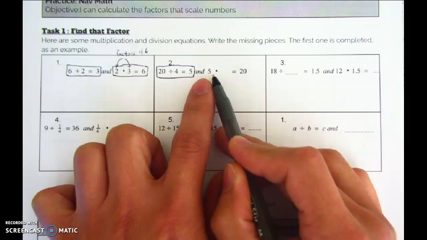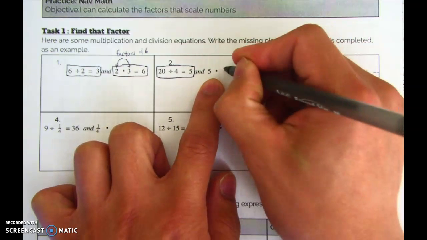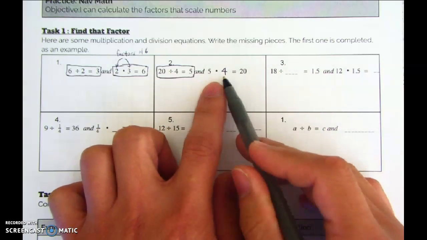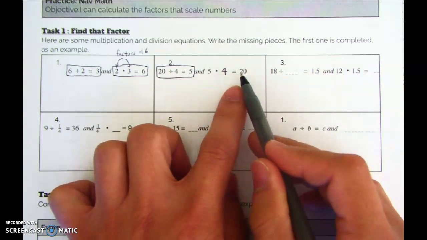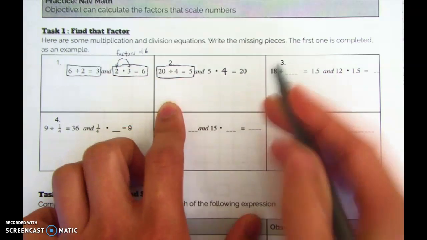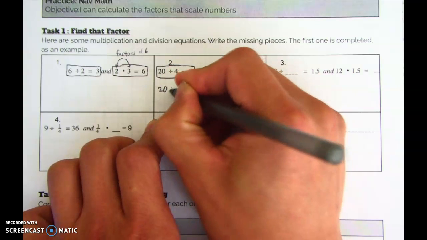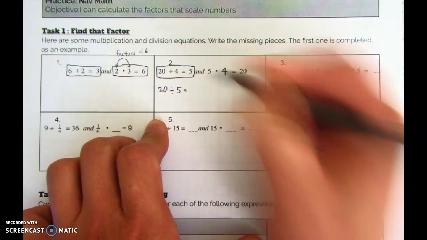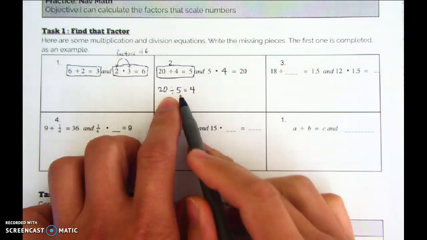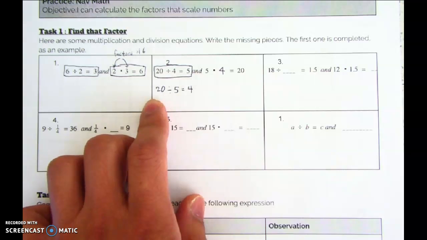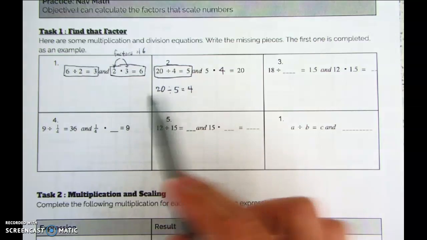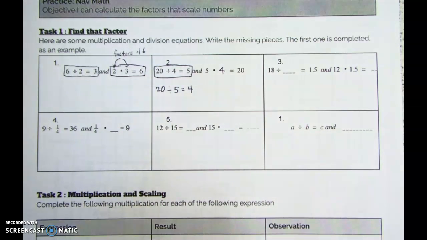So this tells you that 5 times 4 gives you 20. That means that 4 and 5 are the 2 factors of 20. When you divide 20 by 4, it's going to give you 5. And also when you divide 20 by 5, it should give you 4, because 4 times 5 is what gives you 20. Now, if you have not already written down what I've already written for these 2 problems, go ahead and do that right now.